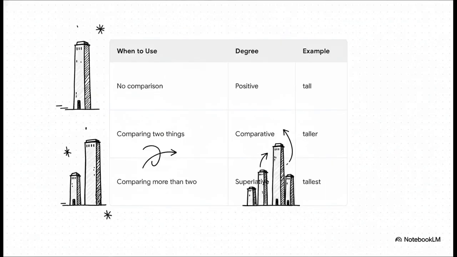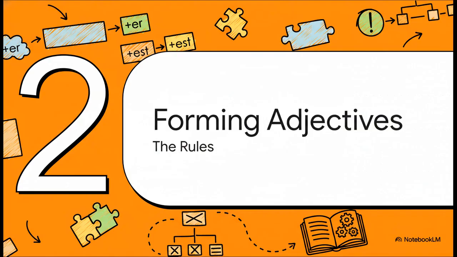So let's do a very quick recap. We use the positive degree, like tall, when there is no comparison. We use the comparative degree, like taller, when we are comparing 2 things. And we use the superlative degree, like tallest, when we are comparing more than 2 things. Is that clear? Good.